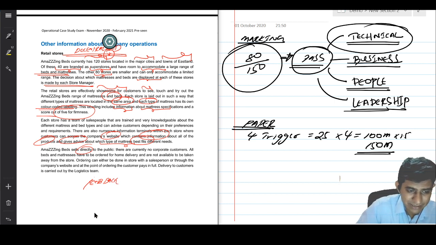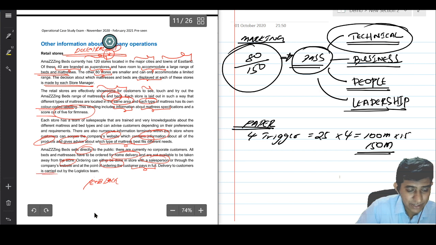All beds and mattresses have to be ordered for home delivery, directly home delivery, and are not able to be taken away from the store. Ordering can be done either in the store with a salesperson or through the company website. At the point of ordering, the customer pays in full. Delivery to the customer is carried out by the logistics.